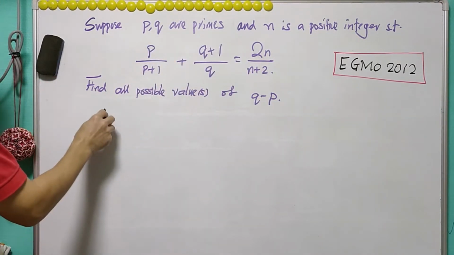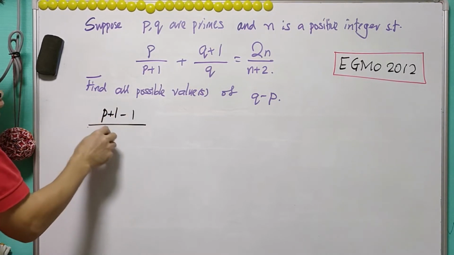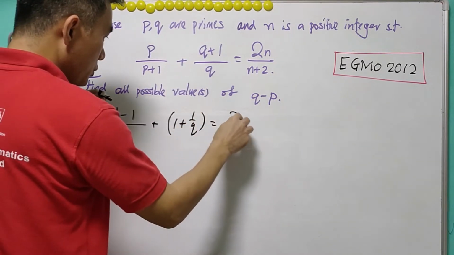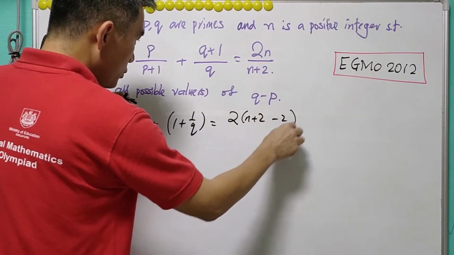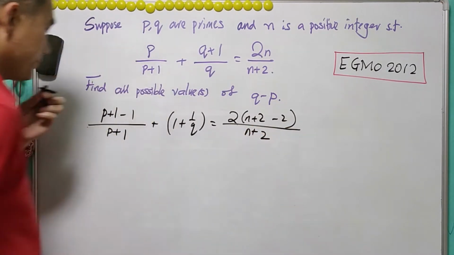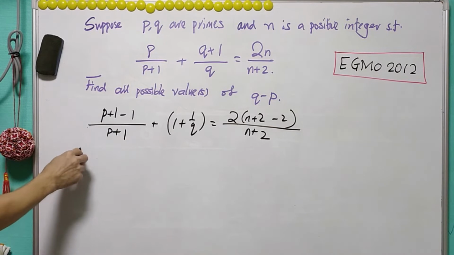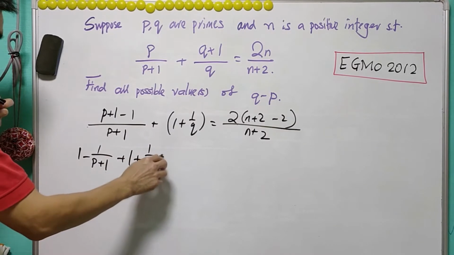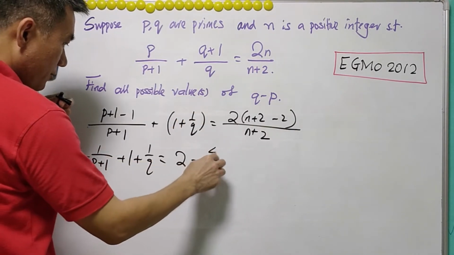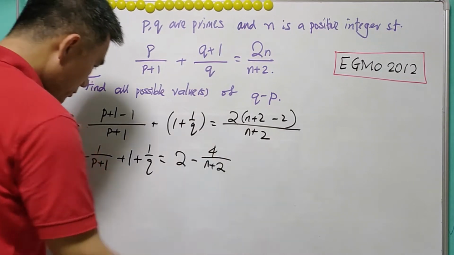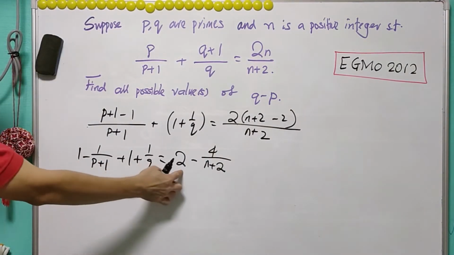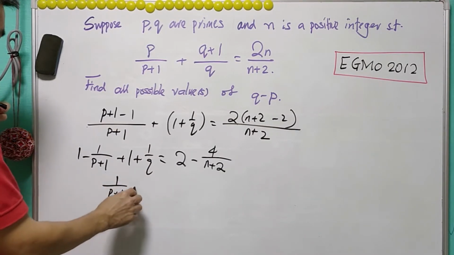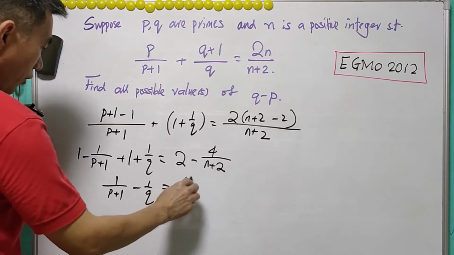this equation can be written as P plus 1 minus 1 over P plus 1, plus 1 plus 1 over Q, equals 2 n plus 2 minus 2 over n plus 2. This is actually a 1 minus 1 over P plus 1 and 1 plus 1 over Q equals 2 minus 4 over n plus 2. 1 and 1 is 2, cancel with the 2. And this is equal to 1 over P plus 1 minus 1 over Q equals 4 over n plus 2.